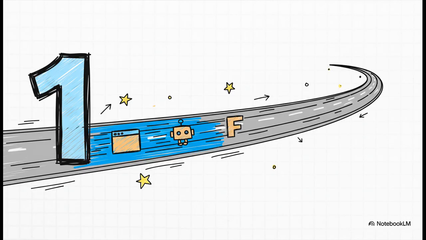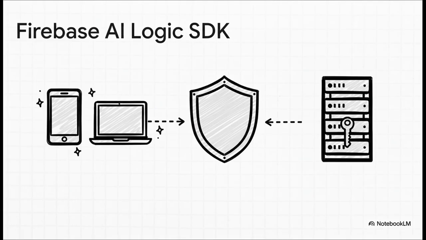Let's start with path number 1, the Firebase AI Logic SDK. The best way to think about this is as the express lane. It's for getting AI features into your client-side apps, web, Android, Flutter, you name it, super fast. Now, the real magic of this SDK is its speed, and even more importantly, its built-in security. It uses this secure proxy service, which means your Gemini API key, your secret sauce, is never exposed on the user's device. It's all managed for you on the server.